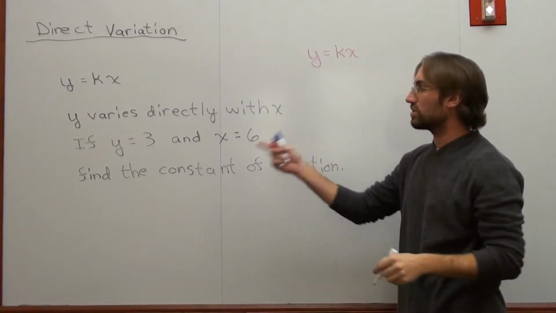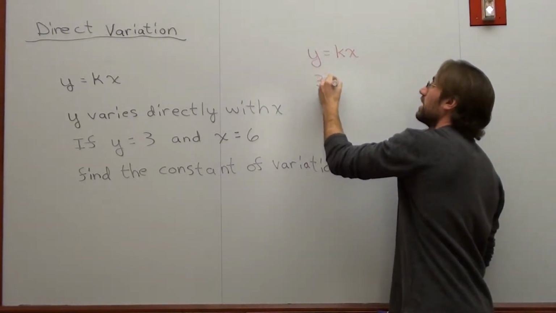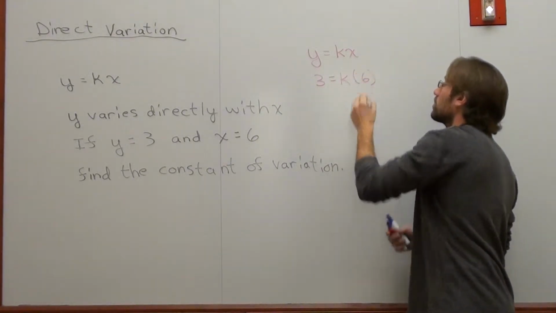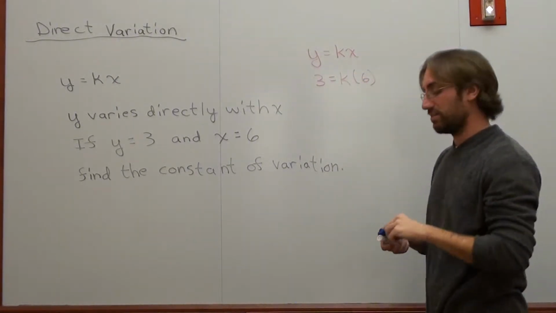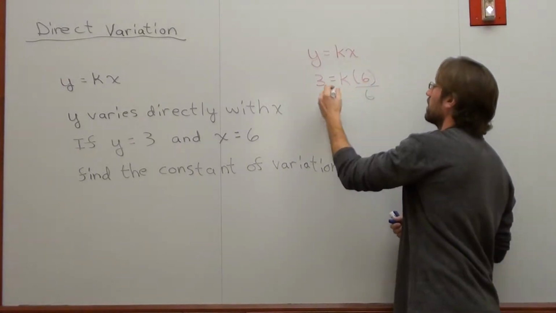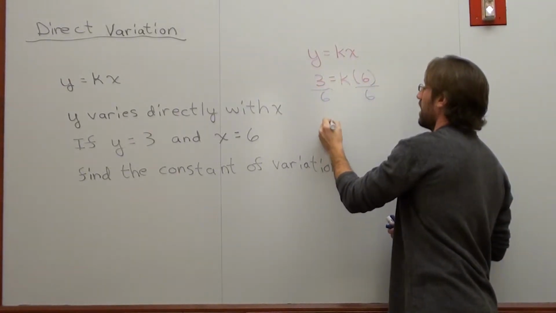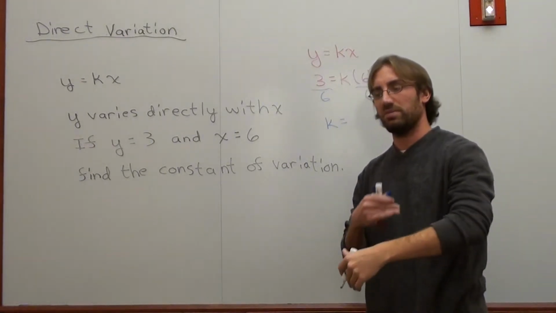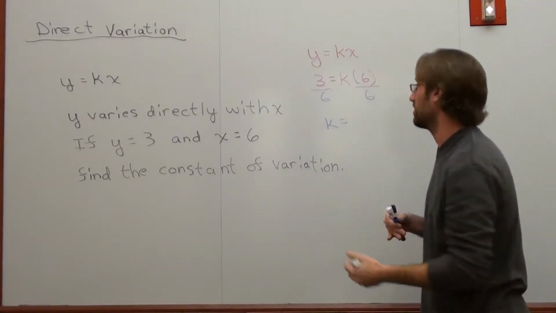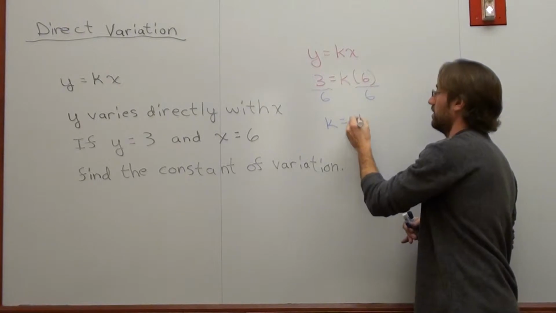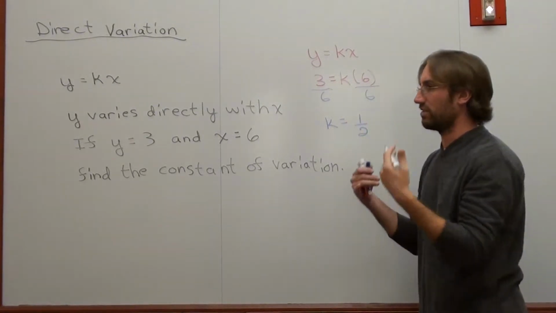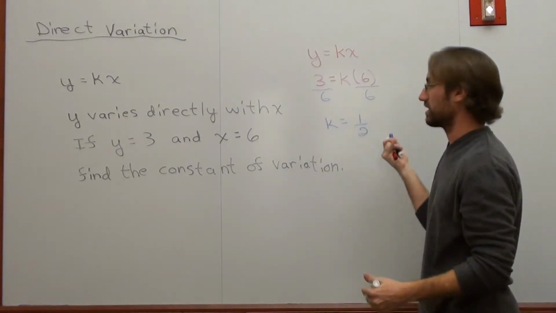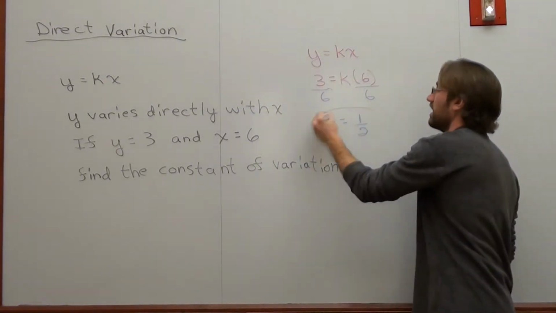Y equals kx, 3 is y, k is k, x is 6. Solve for k, which means you have to divide by 6 on both sides. K equals, 6 divided by 3 is 2 over 1, so that means that 3 divided by 6 would be the opposite, which is 1/2. That's how I tell students to do it if they can't do 3 divided by 6 in their head. 6 divided by 3 is 2 over 1, except it's upside down. So you figured out the constant of variation.